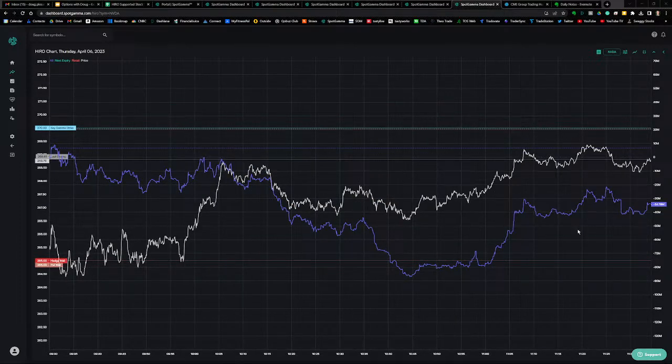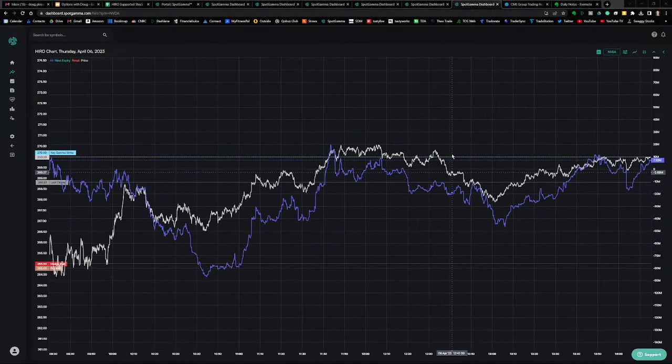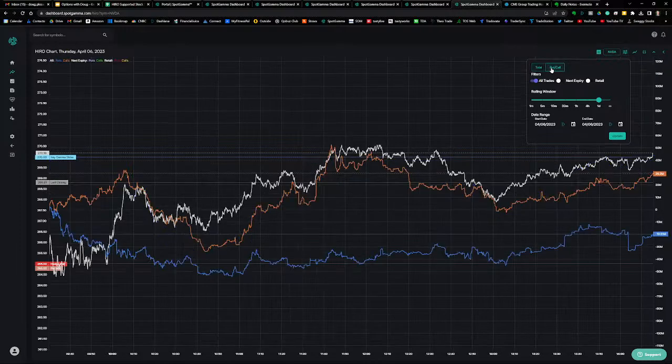So options traders turn around. They start buying this dip, taking positive delta positions, and price moves higher. Zoom out. Let's see what traders were doing. Separate out puts and calls. So it looks like call buyers driving.